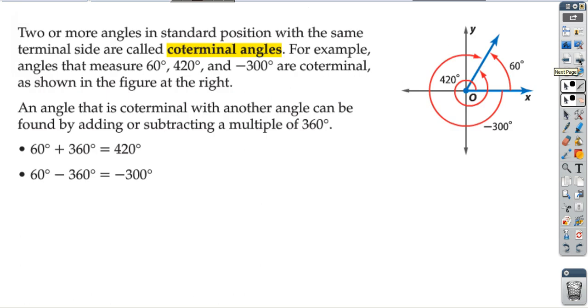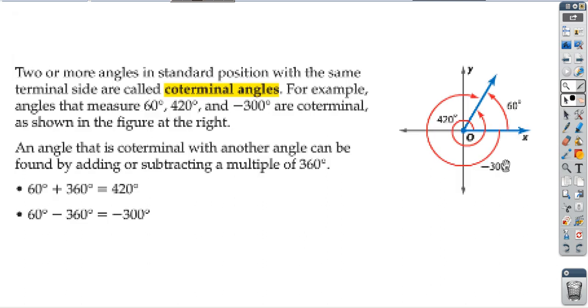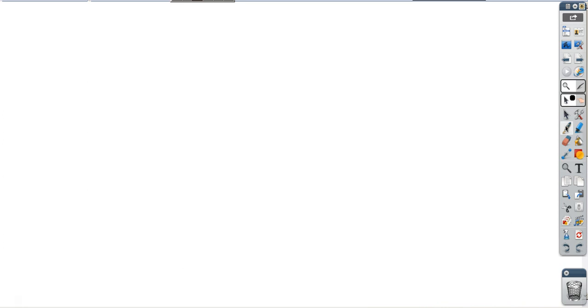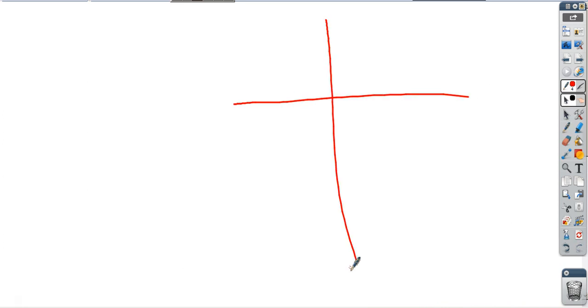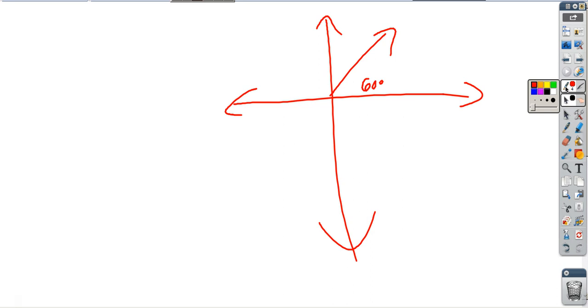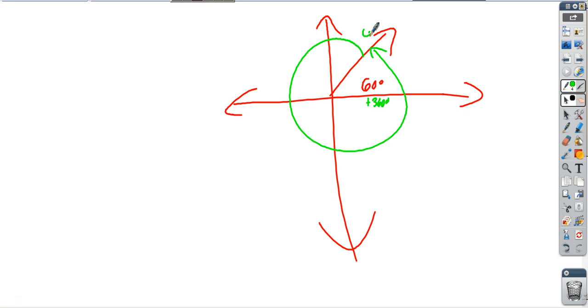Okay, so we noticed that it's possible to go multiple rotations, and the key idea that comes from that is something called a coterminal angle. Let me have a blank coordinate axis right here, and I'll just make up an angle. Let's suppose we're going to go 60 degrees. So this is a 60 degree angle. What angles are coterminal with 60? If I start at 60 and I go a full 360 extra, if I add 360 to that, that's the same as a 420 degree angle. So we say 420 is coterminal with 60 because we ended up in the same spot. Our terminal side is the same.